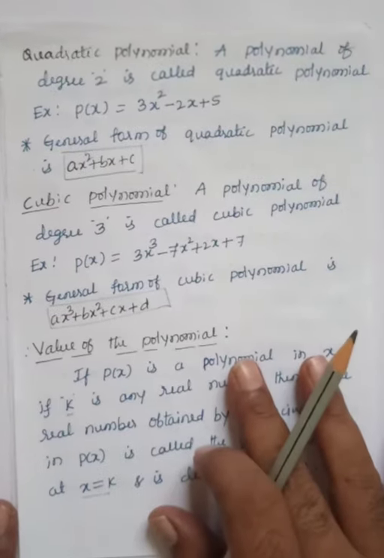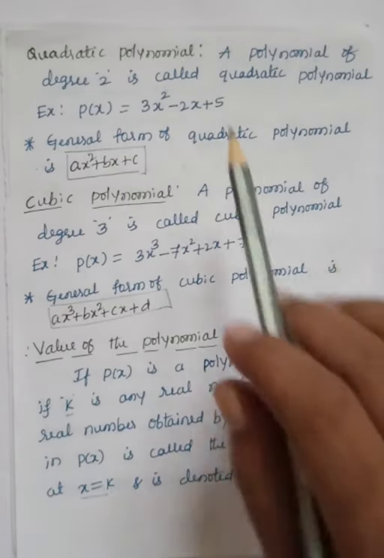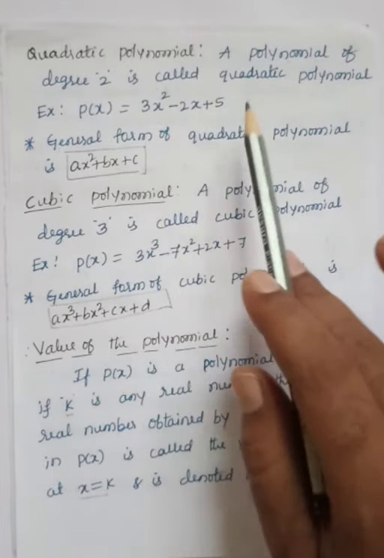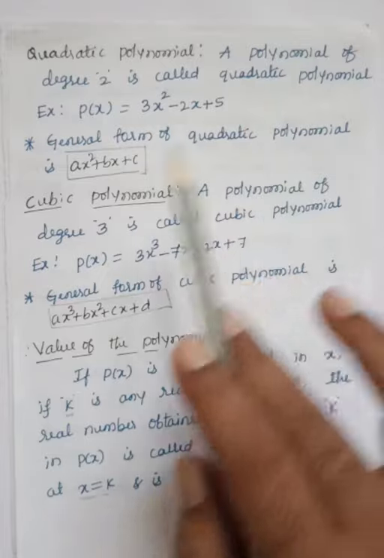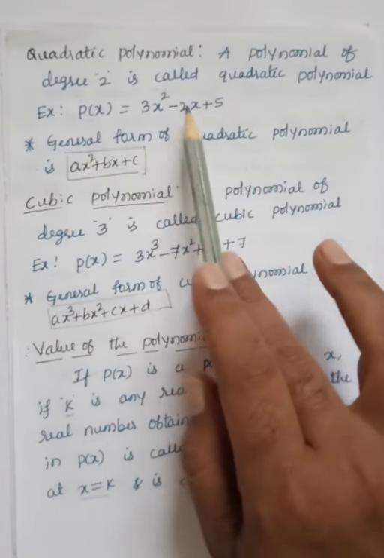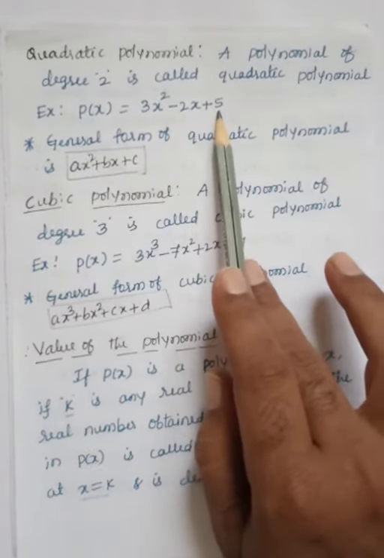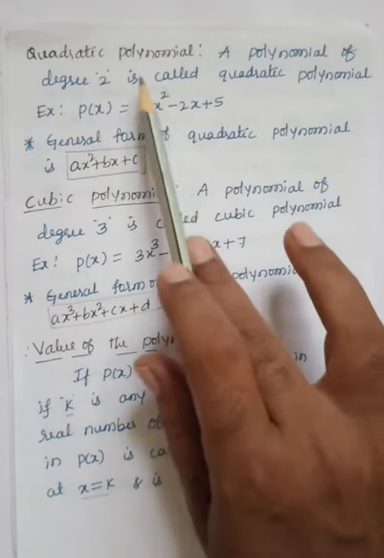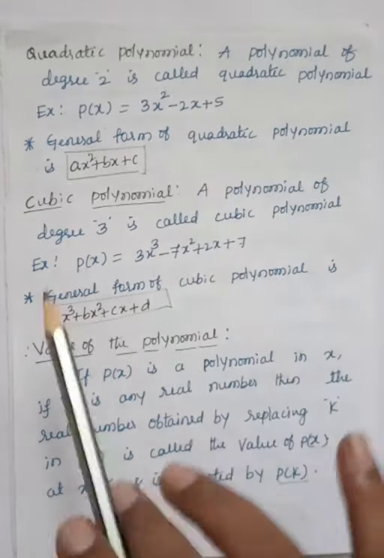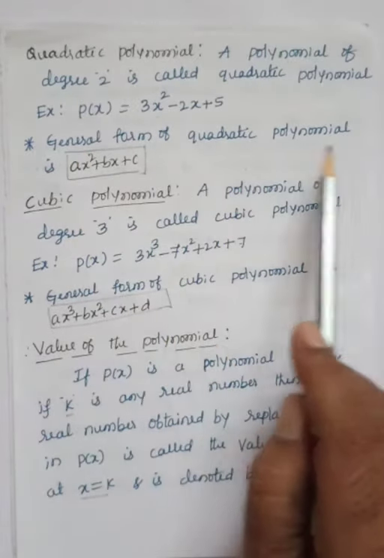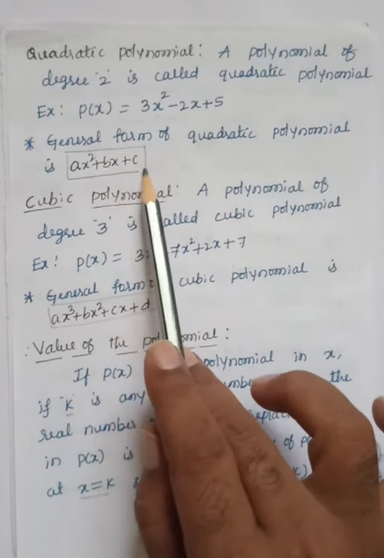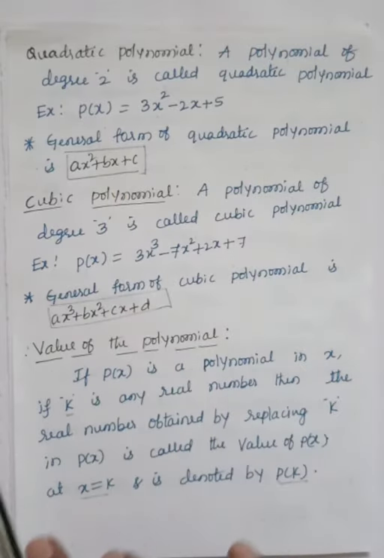So next type of polynomial is quadratic polynomial. Quadratic polynomial is nothing but what? A polynomial of degree 2 is called quadratic polynomial. Quadratic means 2. Example, p of x is equal to 3x square minus 2x plus 5 is a quadratic polynomial. Here the highest power of the variable is 2. Therefore, the degree of this polynomial is 2. So, this is a quadratic polynomial. What is the general form of quadratic polynomial? The general form of quadratic polynomial is ax square plus bx plus c. This is the general form of quadratic polynomial.